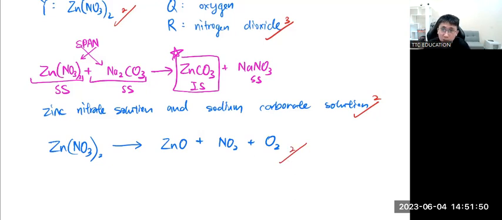So your balanced equation, if not mistaken, you're supposed to get 2, 2, 4. Okay, let me check. So it's 2 Zn(NO3)2, 2 ZnO, 4 NO2, O2. Yes, so this is supposed to be balanced. So 2 marks.